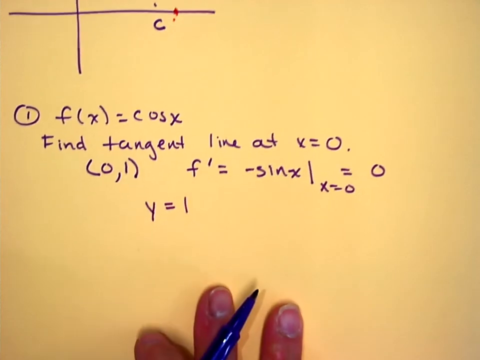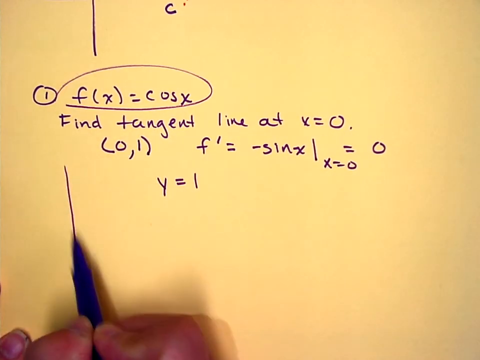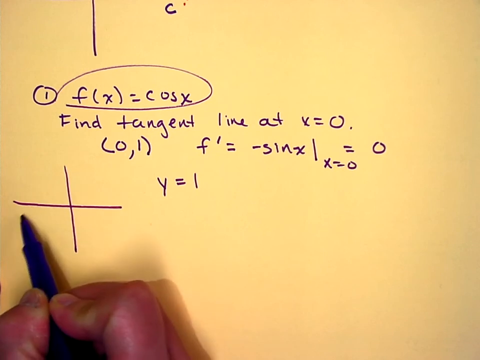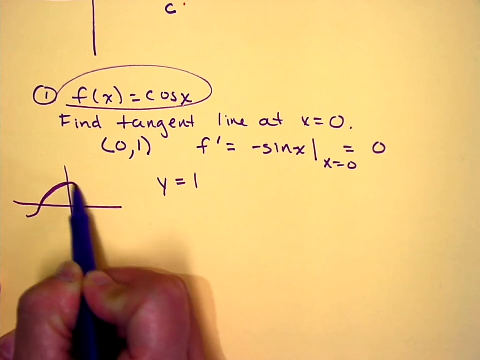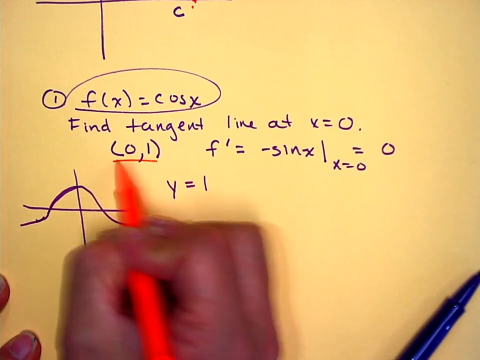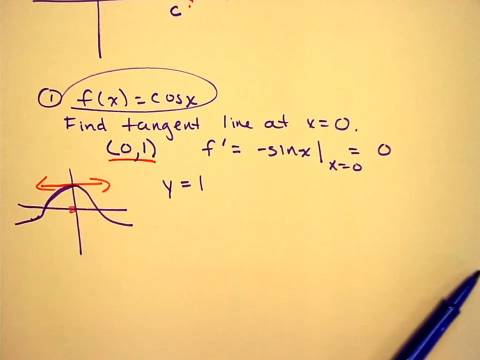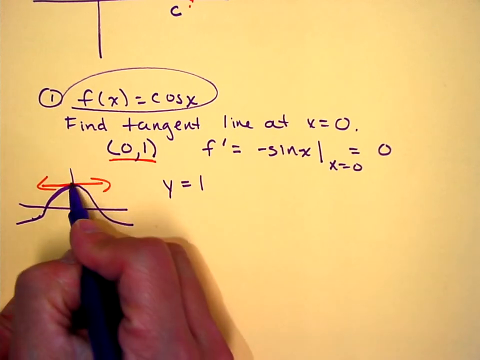And this should make sense graphically because if you think about the graph of cosine, it looks something like this, and it goes on infinitely. And at x equals 0, your tangent line is just the horizontal tangent y equals 1. So at exactly x equals 0, they share the same point.